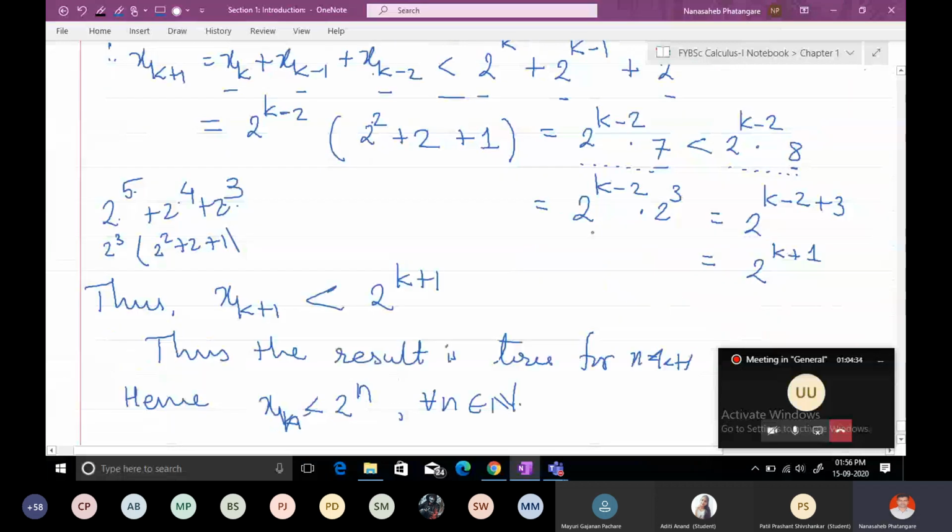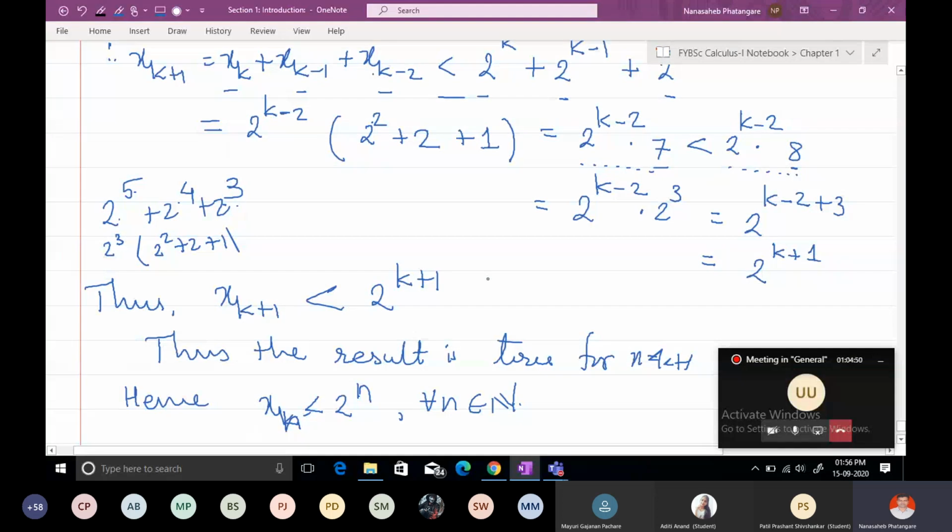But this is nothing but 2 raised to k minus 2 into 2 raised to 3, because 8 is 2 raised to 3, right? And then the bases are the same, 2 and 2. I can add their exponents, so k minus 2 plus 3, which is 2 raised to k plus 1.